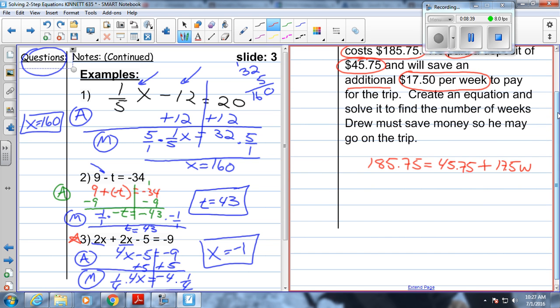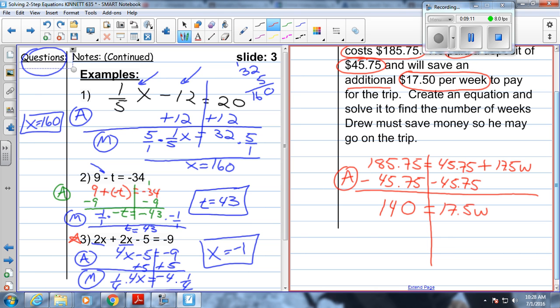So we're going to draw a vertical line, and we're going to have to figure out which one is the additive inverse. We need to get rid of 45.75 first. And that's because the 17.5 is performing multiplication, and I'm lining up my place values here. My equal sign is going to come down. Those are zeros. Those are zeros. That's another 0, but we need that decimal point. So we got a 0, we got a 4, we got 140 there, equals 17.5W.